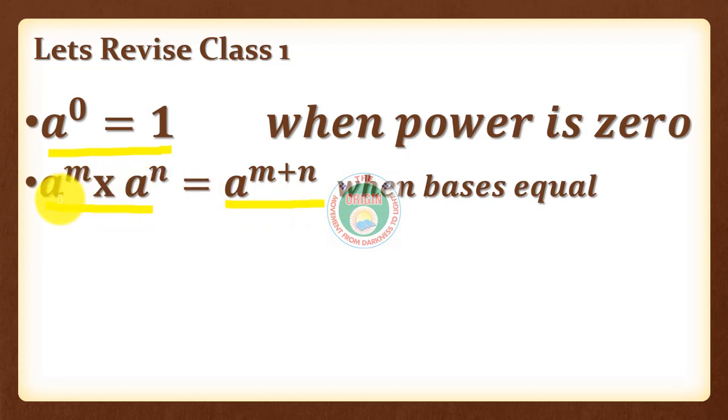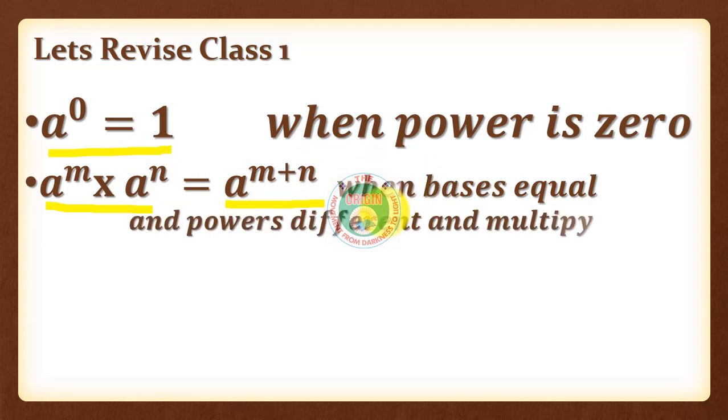Here base is equal, a is the base and here also a is the base. Powers different, m and here n. Resultant is a power m plus n, when bases equal and powers different, and these two expressions are under the multiplication.